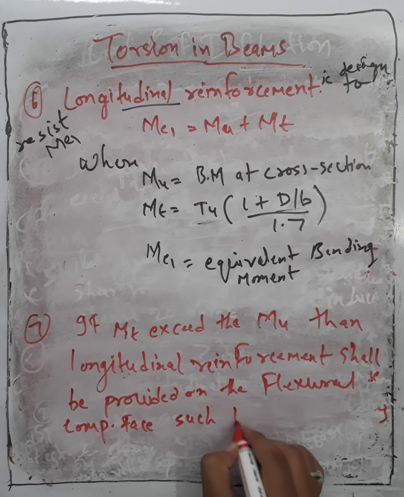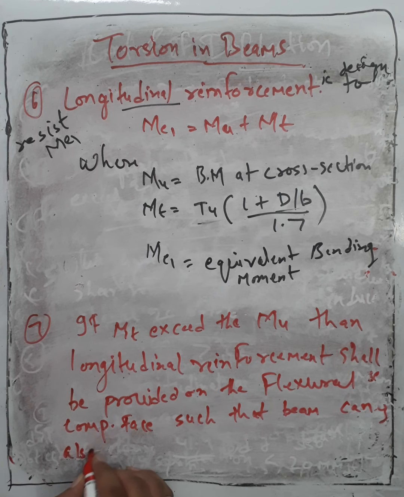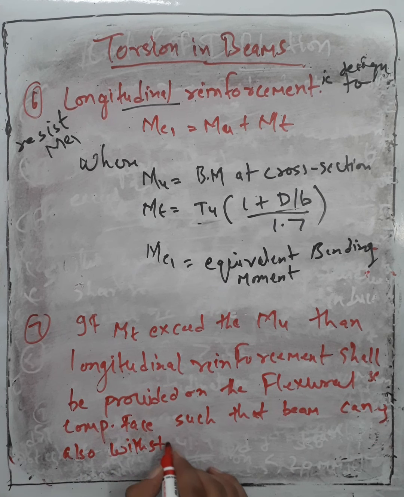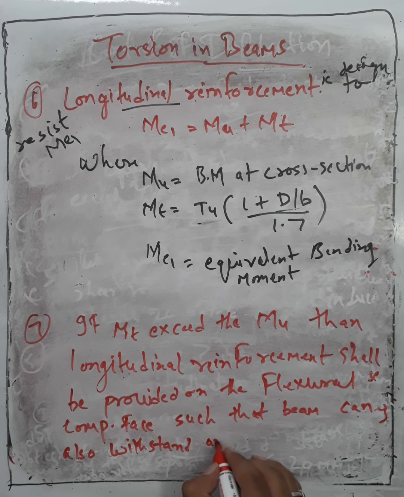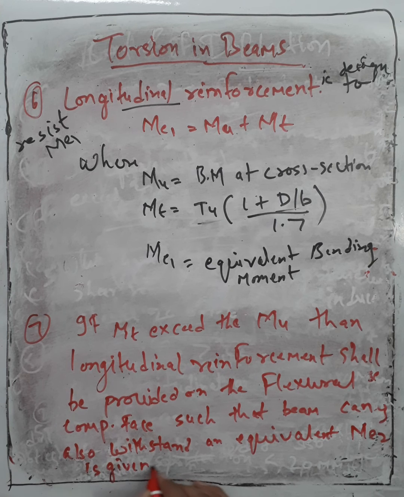such that the beam can also withstand an equivalent moment ME2, given by ME2 is equal to MT minus MU, with ME2 being taken as the opposite sense to the moment MU. So this clause is given in our IS 456.